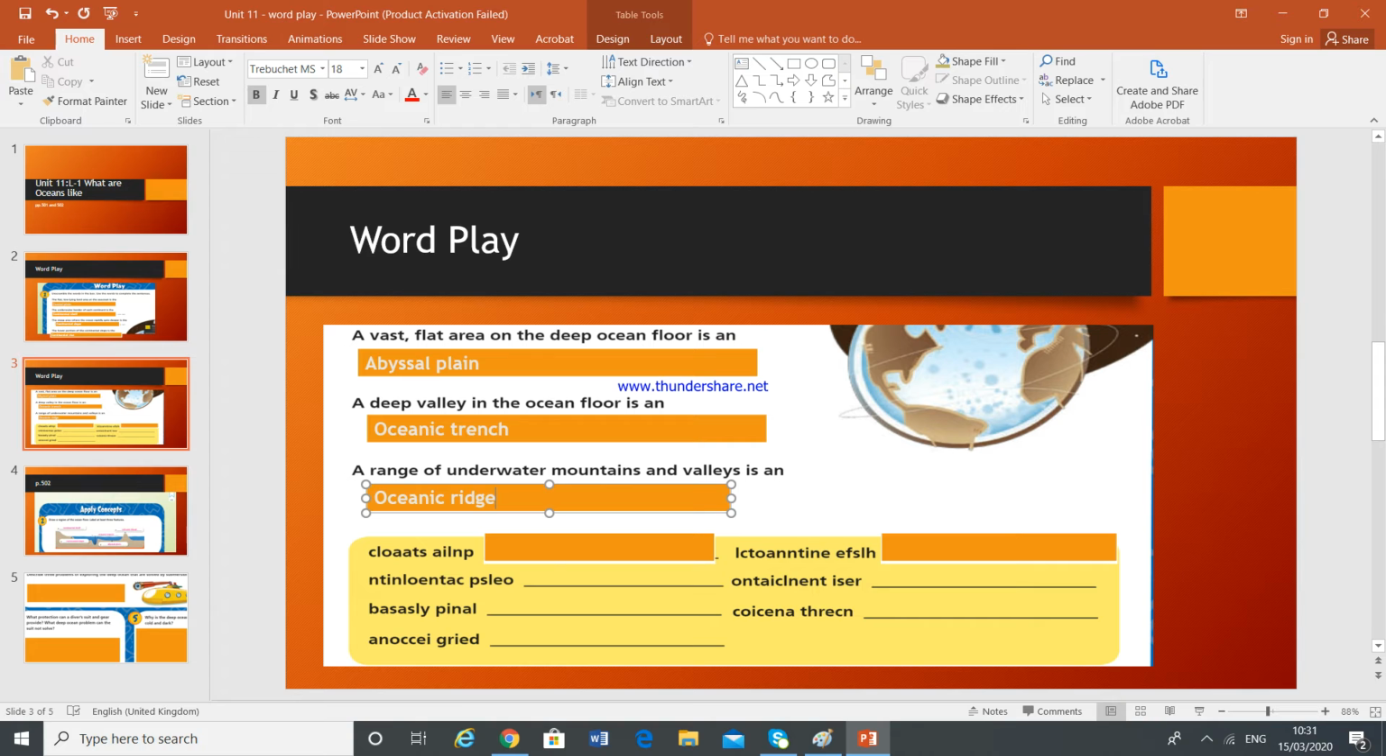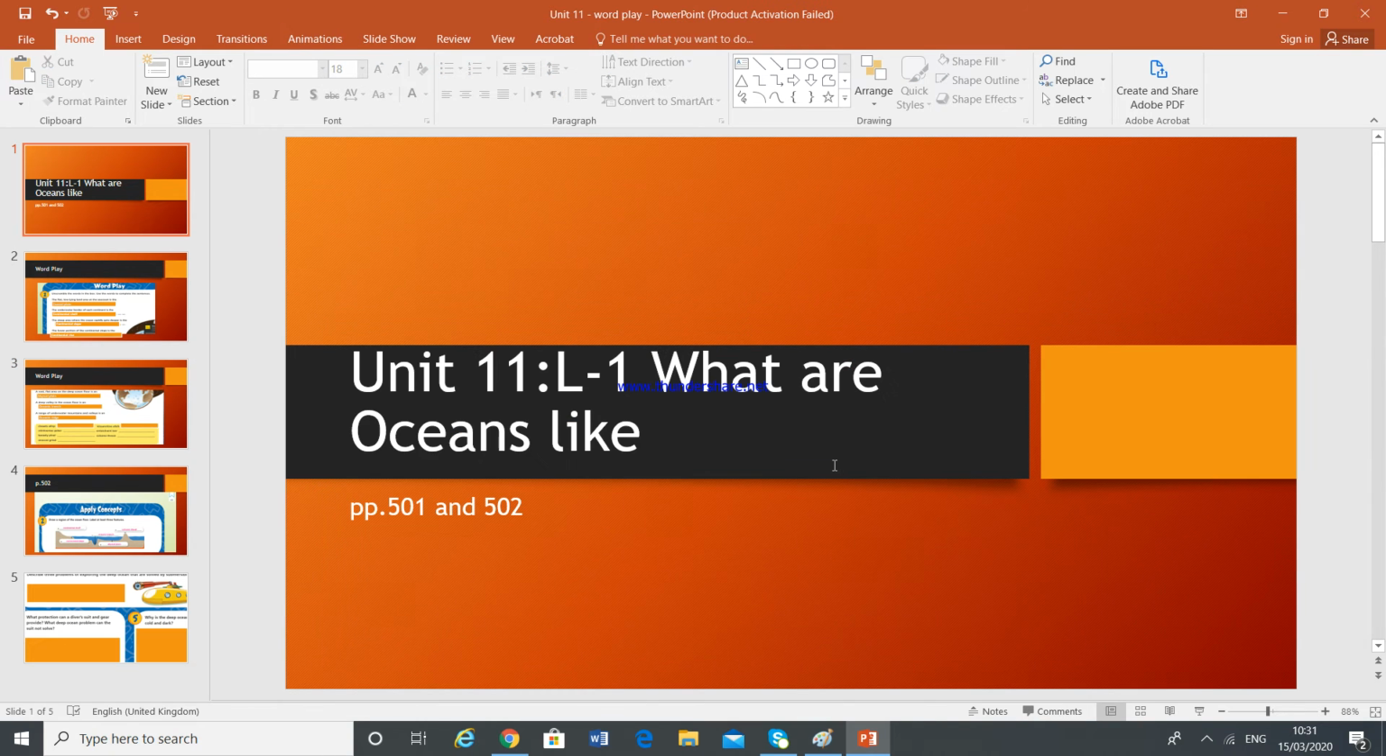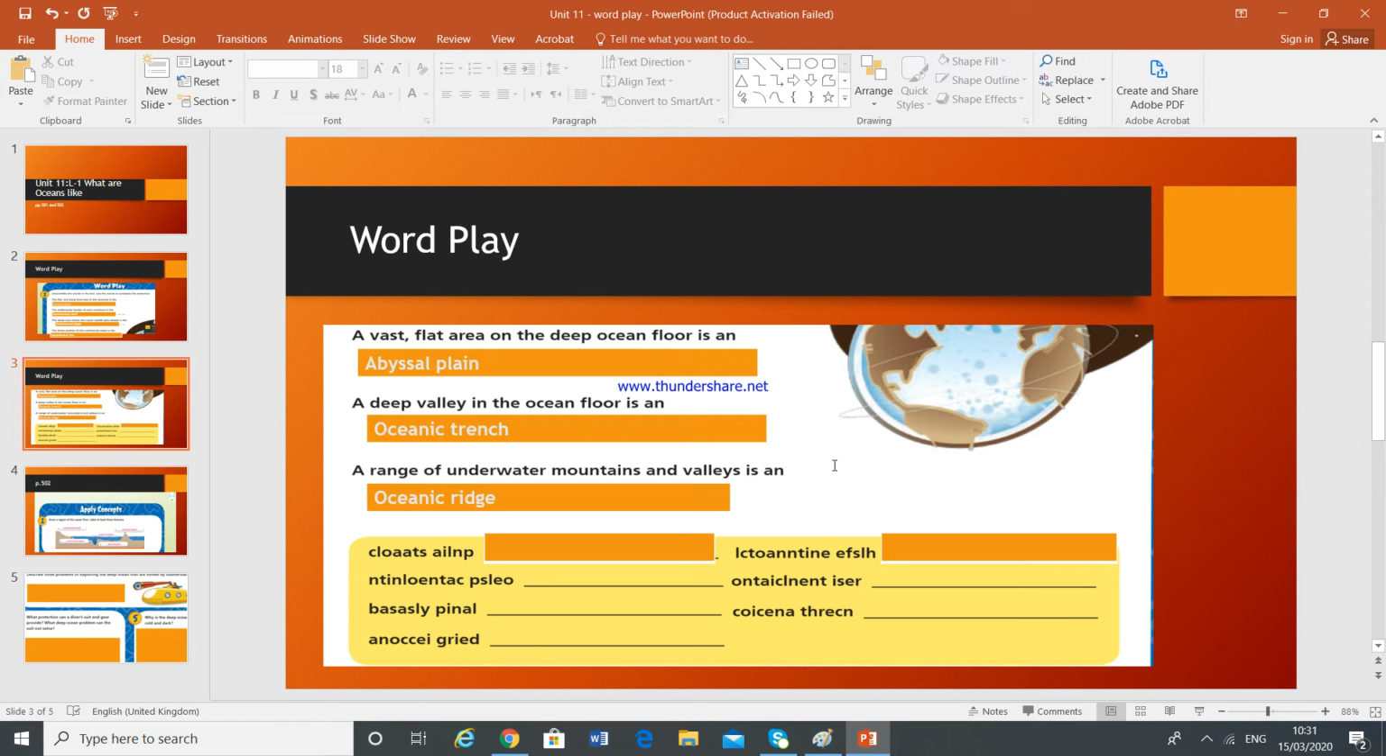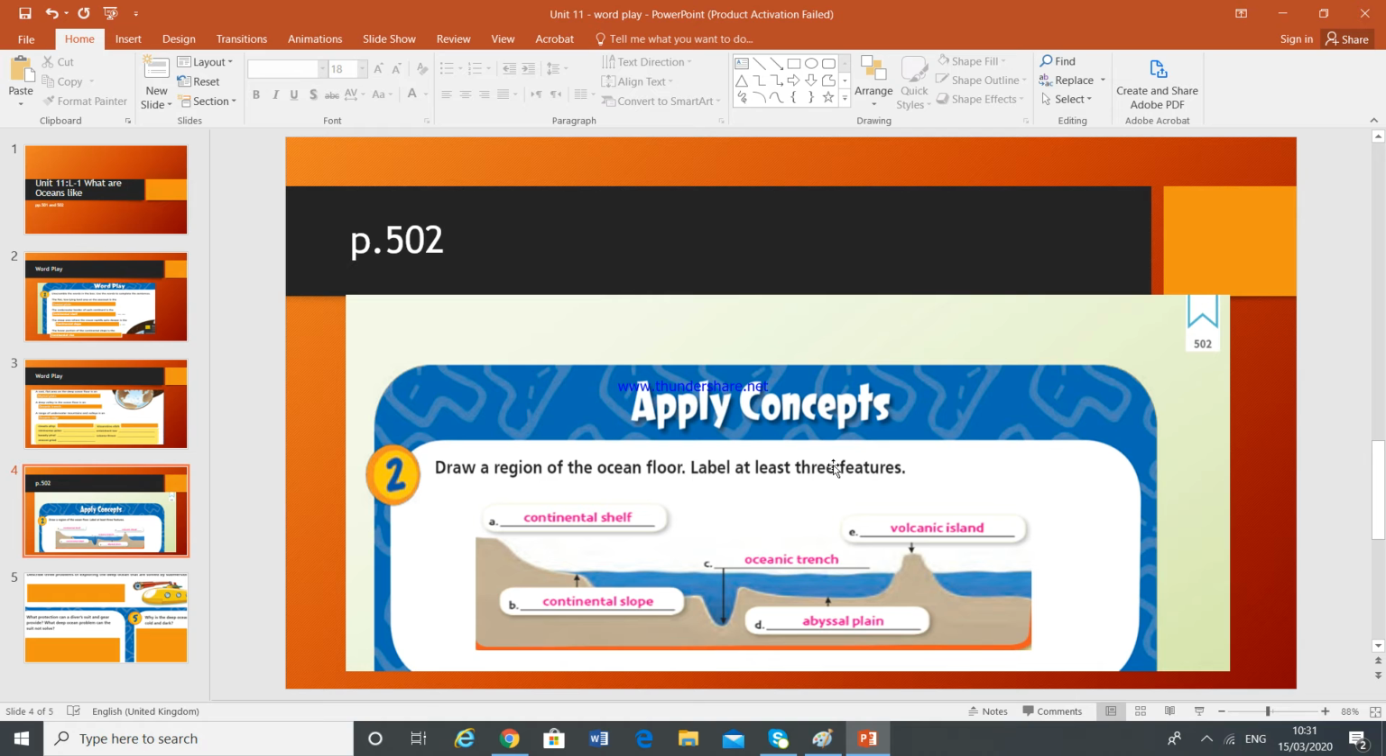Alright. So the unscrambled words, you will be solving them with the help of those vocabulary words. I've solved the word play with you, and I'm sure you understood it perfectly and you have copied it in your books. Now next, coming to the next page, apply concepts. They have asked you to draw a region of the ocean floor and you have to label at least 3 features. You have 5 features here. You can label at least three features out of these 5 features.